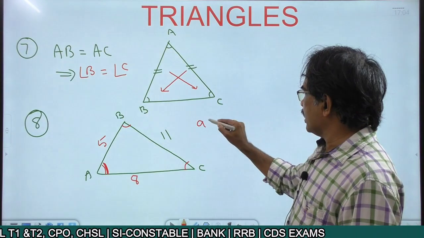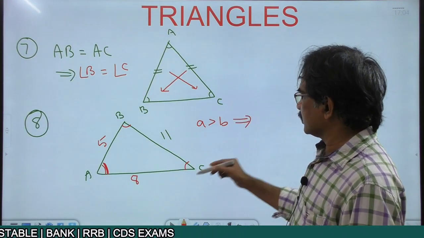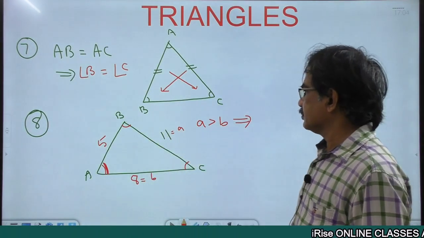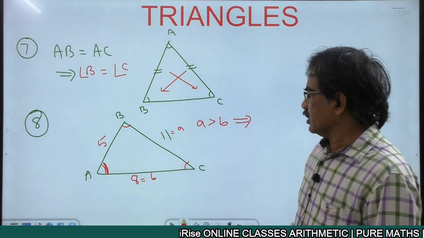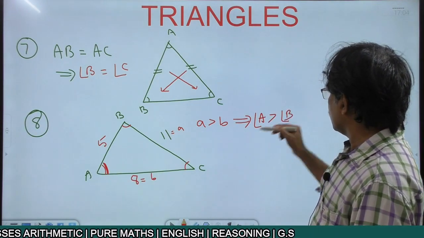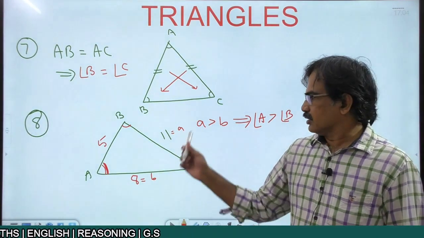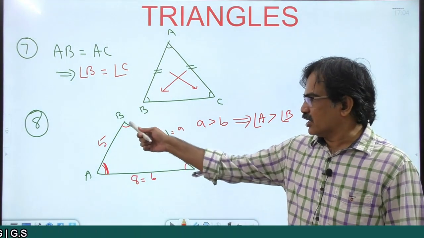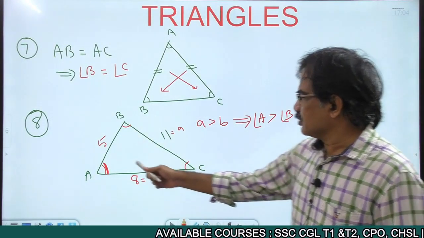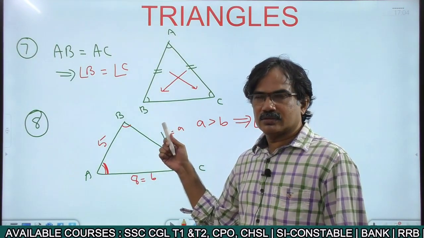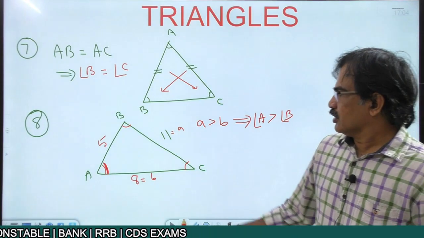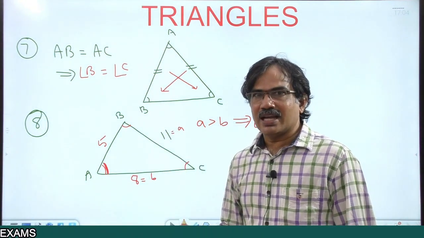Here, if small a is greater than small b, opposite to a, consider this as small a, and opposite to b, this is small b, then a is more than b, so automatically angle A is more than angle B. The side opposite to the big angle is big, the side opposite to the small angle is small. If the angle is big, the opposite side is also big. If the angle is small, the opposite side is also small, and vice versa. So this is about the relation between angles and sides.